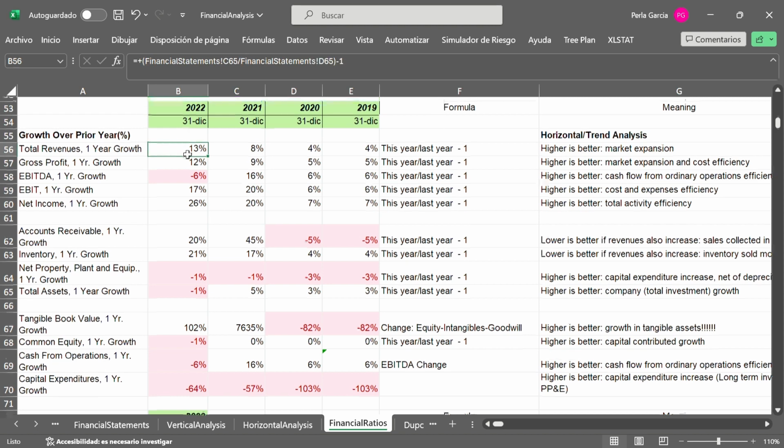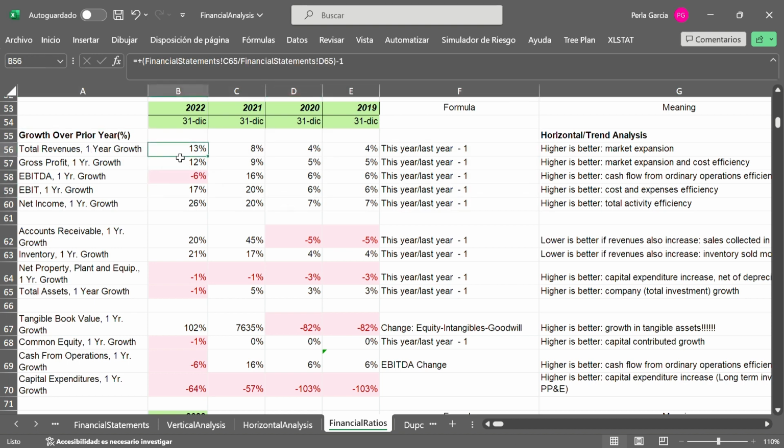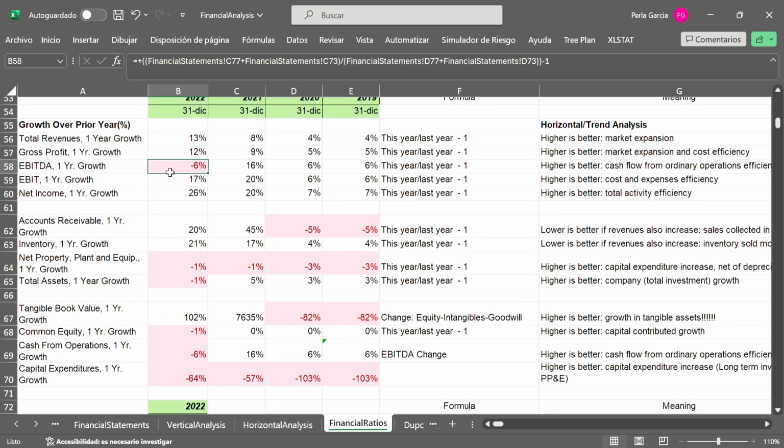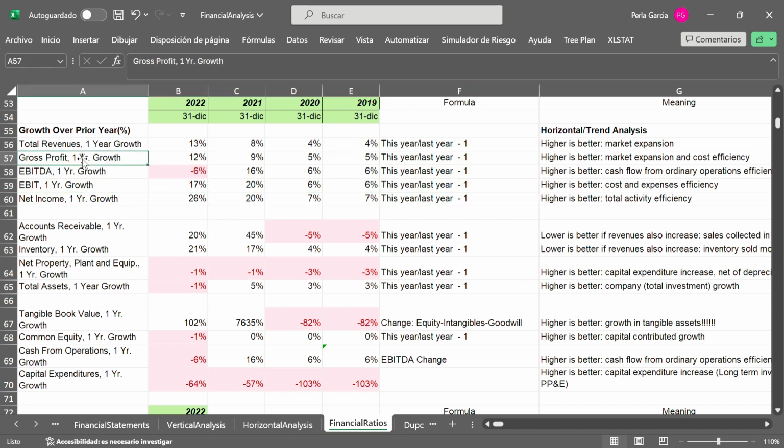So here, as I said in the vertical analysis, in the horizontal analysis we can show how all of the aspects of the balance sheet and income statement express the change as a rate. So here, in all of these ratios, higher is better, because obviously the revenue has to increase, and in the same way the gross profit, and also the EBITDA, EBIT, and the net income. So this expresses the performance of profitability, the rate of change of these accounts.